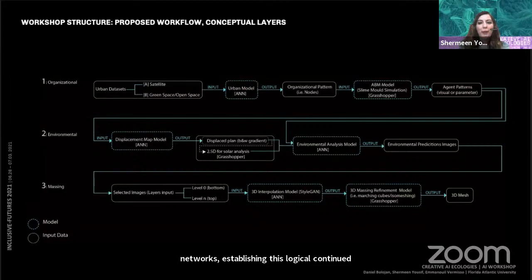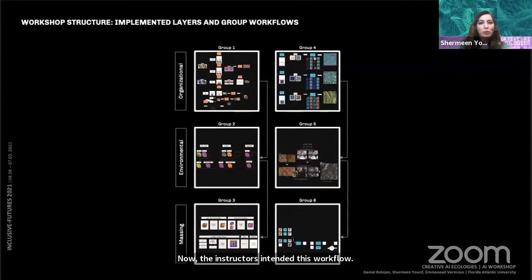Now, through this combination of multiple AI models, parametric and generative systems, and also simulation approaches, and using AI's capability of representation learning and domain transfer, we have these parallel iterative workflows to address the design. In this year's workshop, we focused on urban scale. The instructors intended this workflow, and we followed what we call two tracks. So we have six groups divided into two parallel tracks.